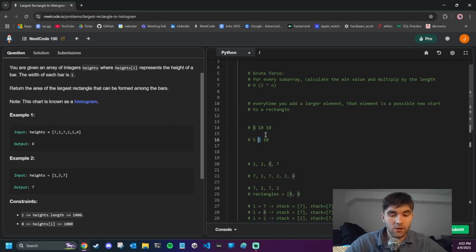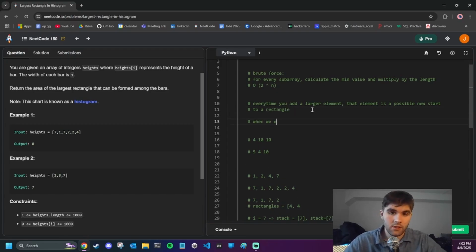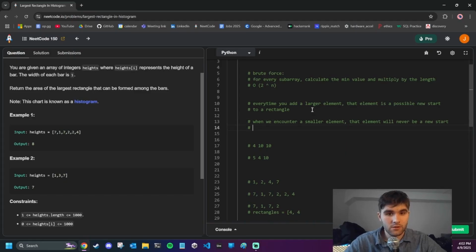I would say no, because if this was included in the rectangle, sorry, I keep saying triangle, if this was included in the rectangle, we ought to also include the bigger element to the left. So therefore, when we encounter a smaller element, that element will never be a new start to a rectangle.